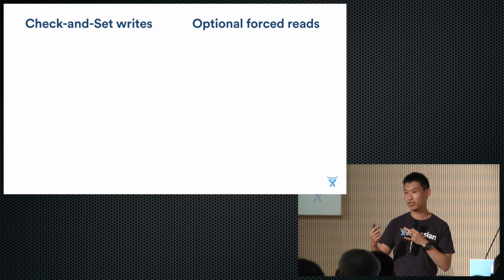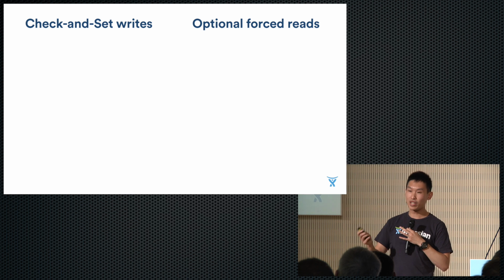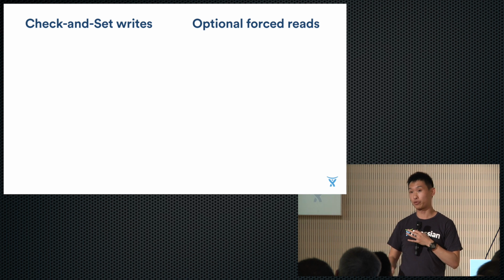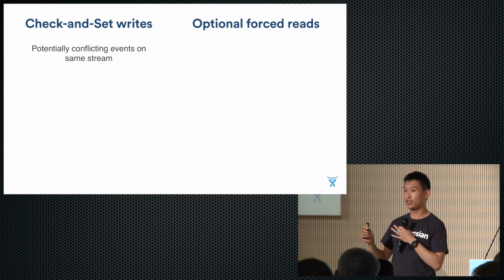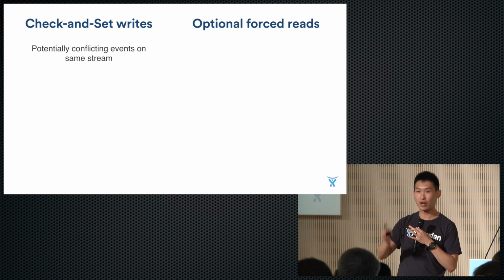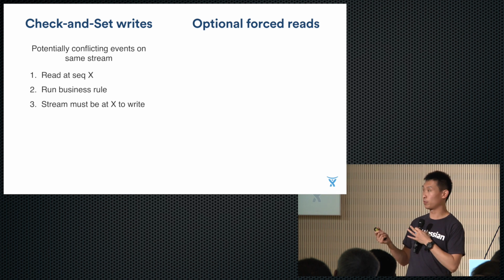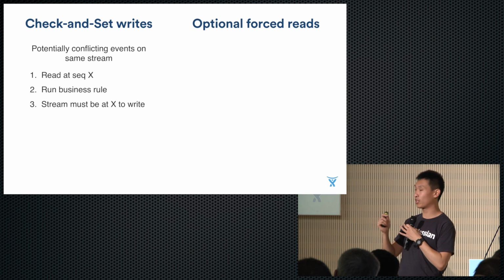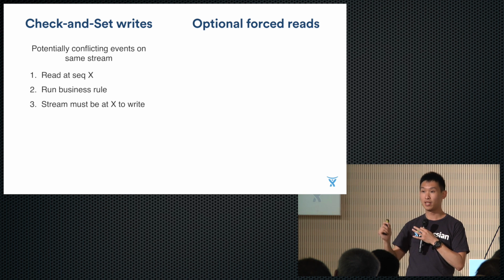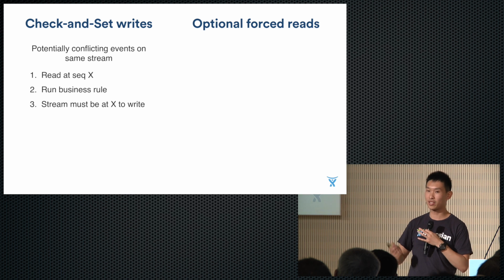So one is for write consistency. We have this check and set write operation or mode. And on reads, we have this concept of optional forced reads, right? So for check and set writes, the idea is basically all conflicting events are on the same event streams, hence that hierarchical approach. But all we're doing is a check and set loop, right? So the logic in our business layer would be read a view of the data at sequence number X, do my business logic checks, and then try to write using that operation type I showed you earlier, ensure that the stream has not progressed past this point. Okay, and that's kind of your transaction there.